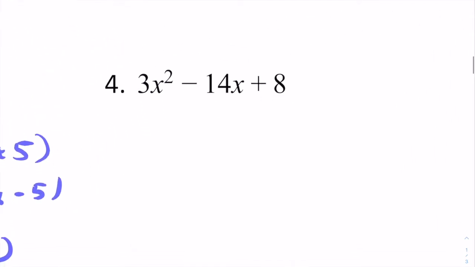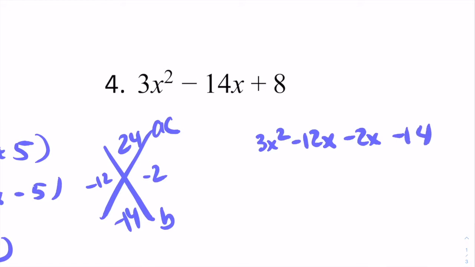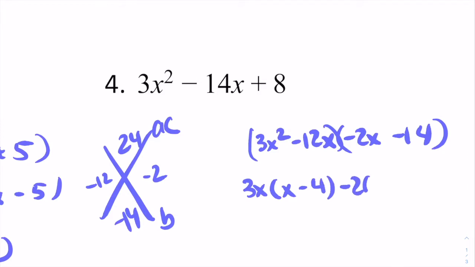Okay, so a, c, b, you get 24, negative 14, negative 12, and negative 2. So 3x squared minus 12x minus 2x minus 14. Factor by grouping. 3x, x minus 4, negative 2x minus 7. Something is off here. What did I do wrong? Oh, I see what I did. Oops. Should be plus 8. And then this should be minus 4. There we go. You get 3x minus 2, x minus 4.